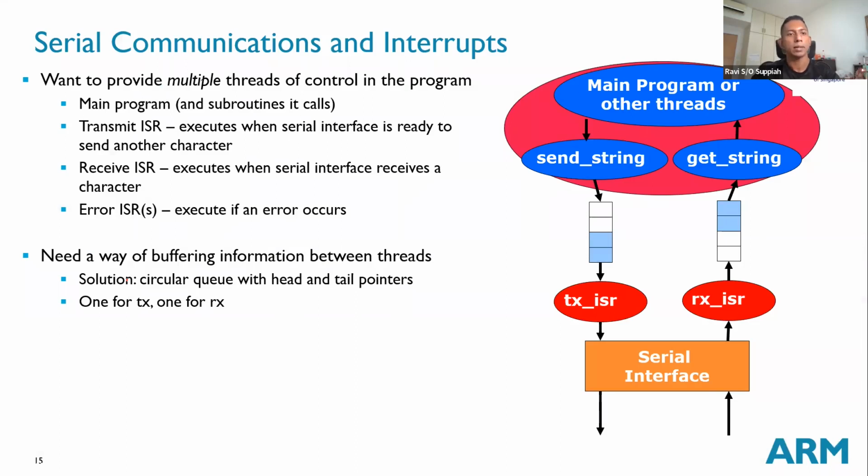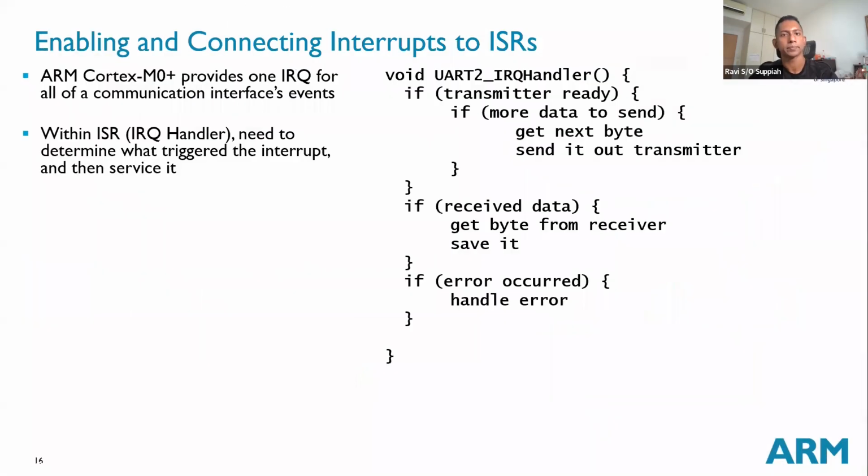In this example, as you can see here, you can have interrupts. This is just an example only, where you have interrupts to handle the serial communication, and then from the interrupt service routines, you are able to pass the data to other parts of the program.